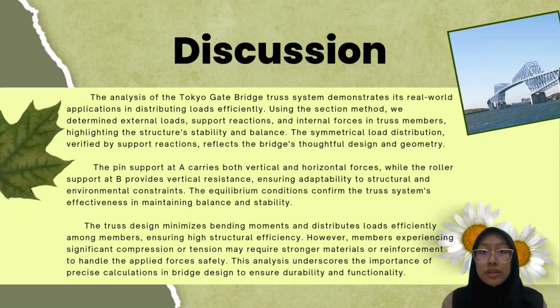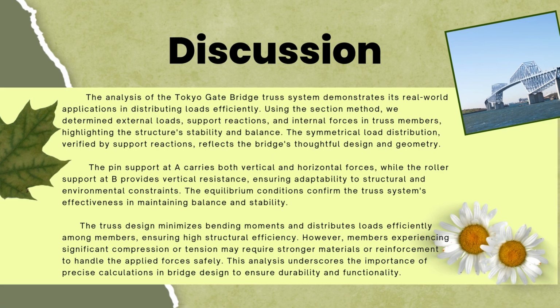The truss design minimizes bending moments by evenly distributing loads among its members, ensuring structural efficiency. However, members under high compression or tension may require additional reinforcement for long-term durability. In summary, this analysis shows the importance of precise calculation and thoughtful design in creating stable and efficient bridge structures like the Tokyo Gate Bridge.